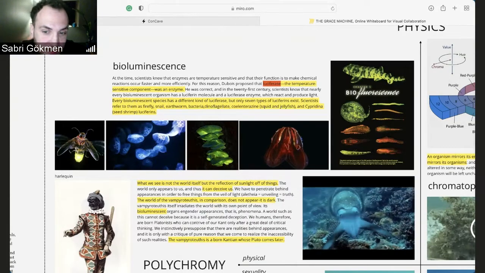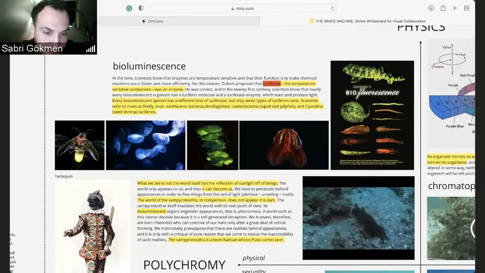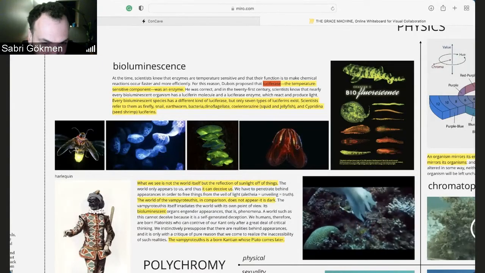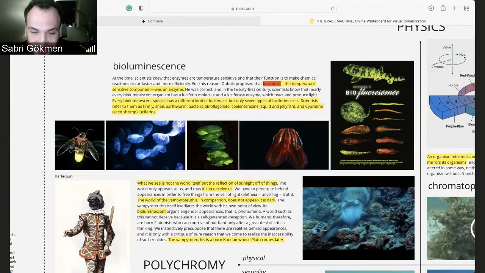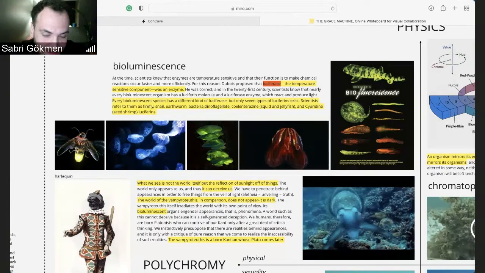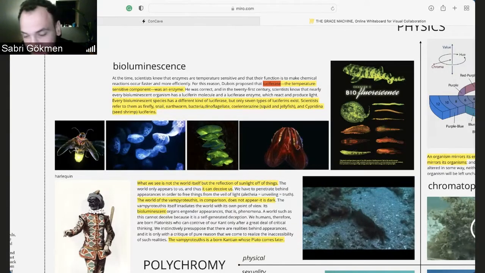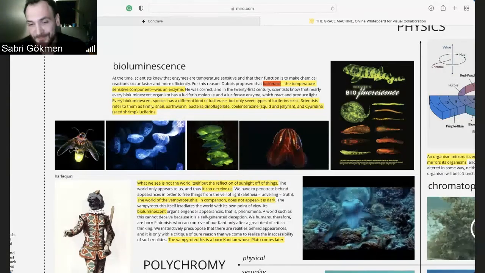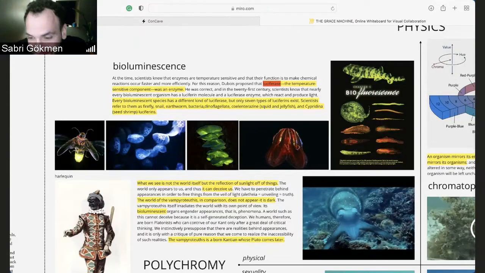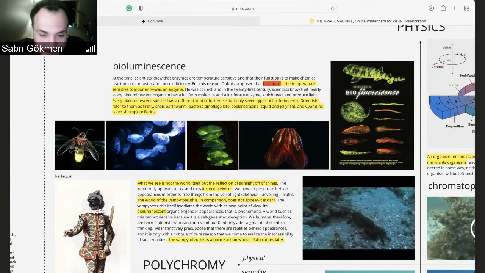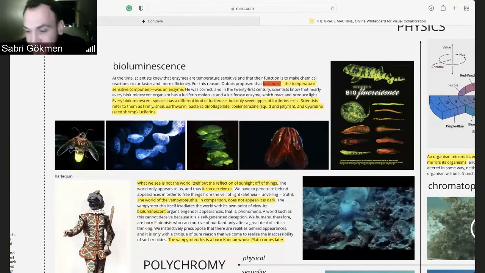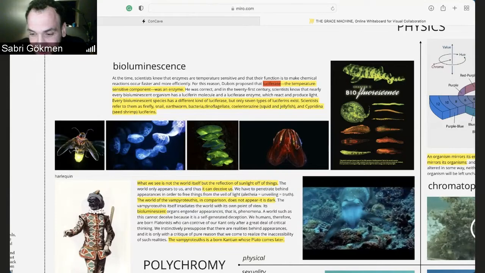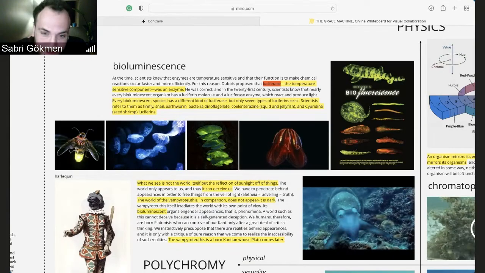But in the Vampyroteuthis, this is actually reversed. Flusser calls it a born Kantian, whose Plato comes later. So basically, for the octopus, it appreciates the dichotomy, and it probably inhabits the cave. That's the way I would like to put it.